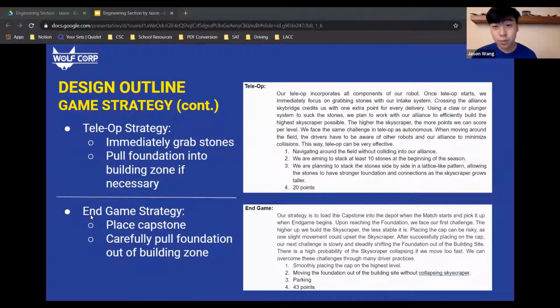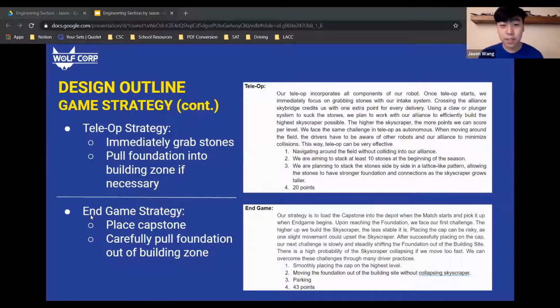For our teleop, what we wanted to do was focus on immediately grabbing the stones with our intake system. If our autonomous somehow messed up and the foundation did not get pulled into the building zone, our first priority would be actually to do that first. Once we grabbed the stone, we would cross the sky bridge to get to the delivery point and then place the stone. At the beginning of the year, our team decided upon stacking the stones side by side in a lattice-like pattern to create the strongest base possible. However, we later found out that this was way too inefficient because it's a lot safer, but it doesn't earn you as many points.